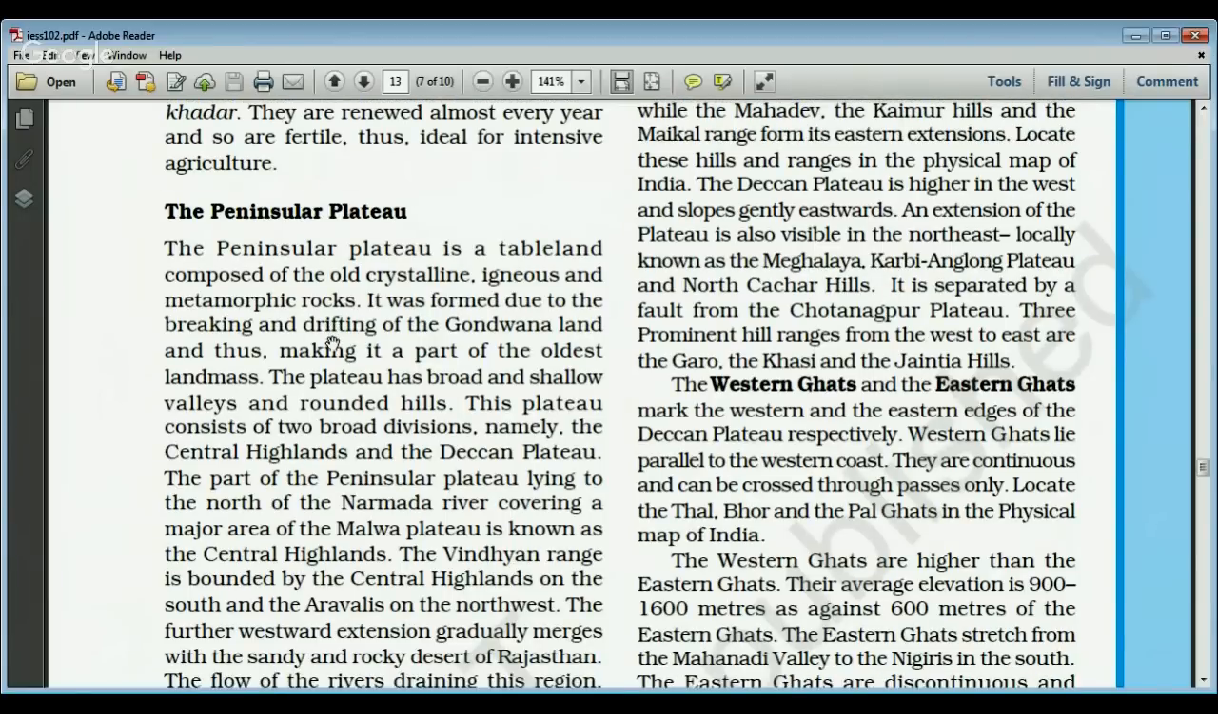This Deccan Plateau is separated by a fault from the Chota Nagpur Plateau, and that fault is known as the Malda Fault. Then three prominent hill ranges from west to east are the Garo, Khasi, and Jaintia. These are part of the Peninsular Plateau, and most specifically part of the Deccan Plateau. They are not part of the Eastern Himalayas. Please remember this, because this could be asked in the exam.